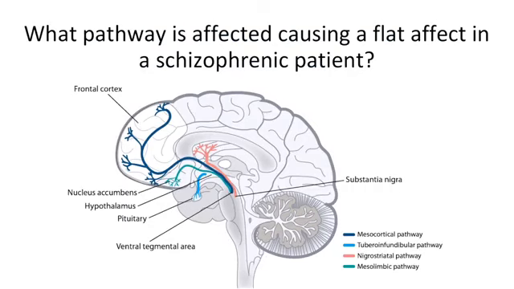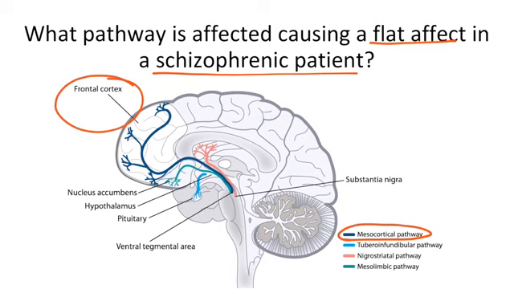So let's just do one last question to review. What pathway is affected, causing a flat affect in a schizophrenic patient? So to answer this question, you just need to think about what dopaminergic pathway is responsible for emotion and motivation. Now that would be the prefrontal cortex. And that means that we're dealing with the mesocortical pathway. As you recall, the prefrontal cortex is responsible for emotion and motivation. If you have dysfunction of this pathway, you're going to have decreased emotion and motivation, which gives you those negative symptoms associated with schizophrenia.